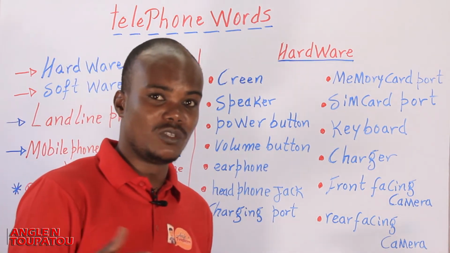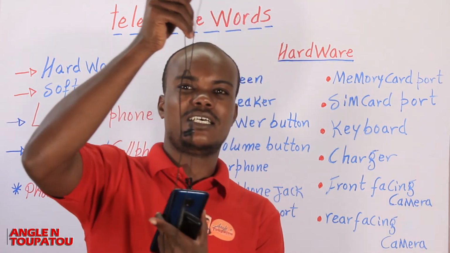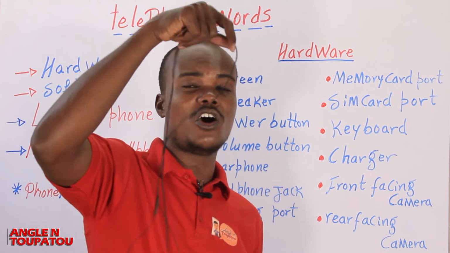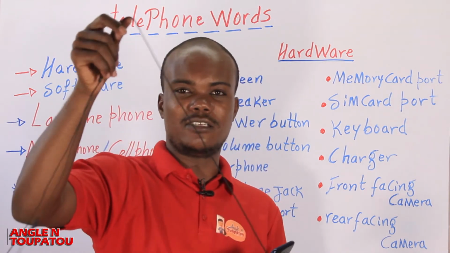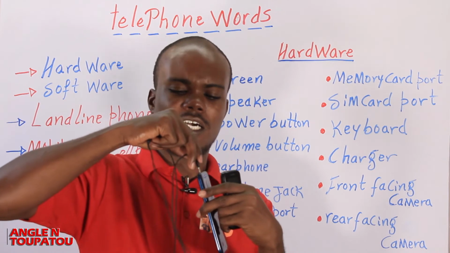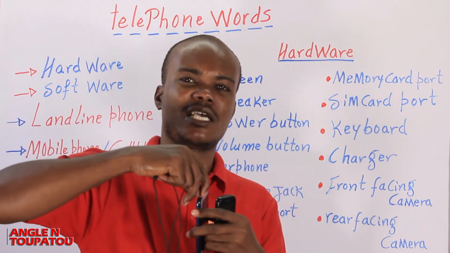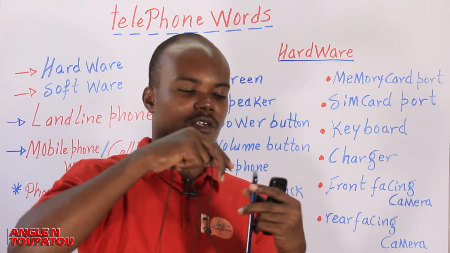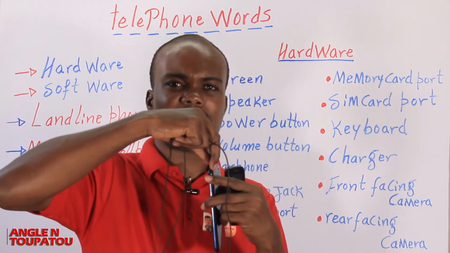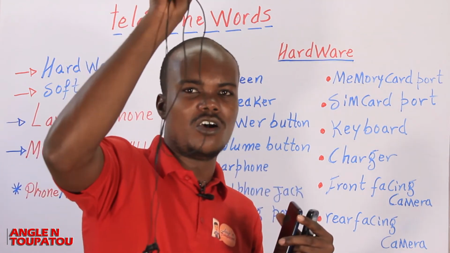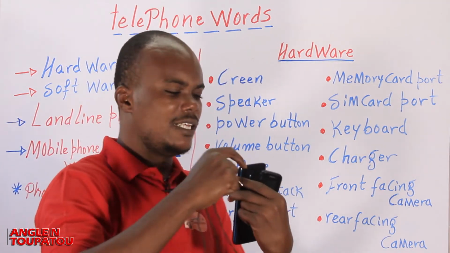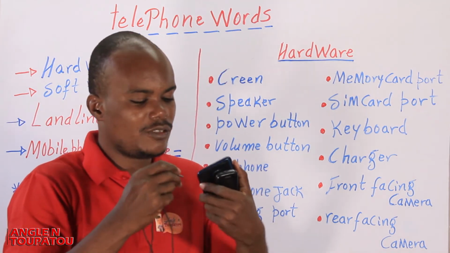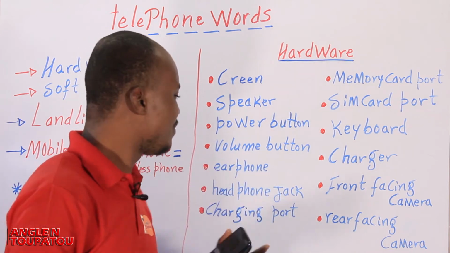Now, earphone. This is an earphone. You can call it headphone or earphone. This is what I can jack here. I can put it here to listen to music or to talk to somebody if I don't want to use the mic of this telephone. Okay? This is headphone or earphone.